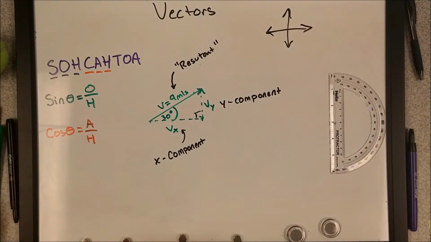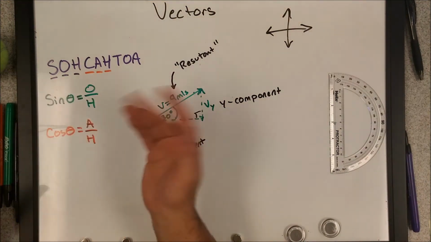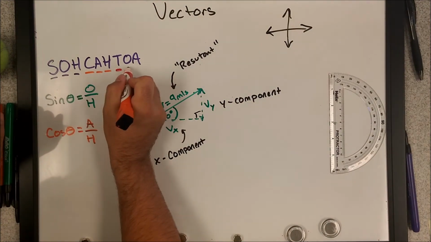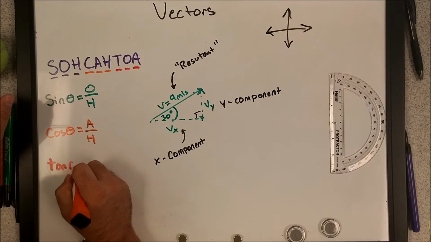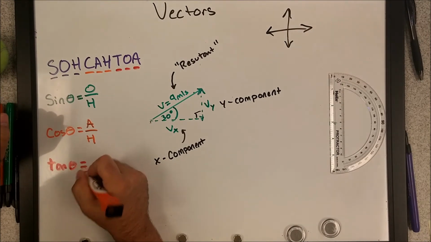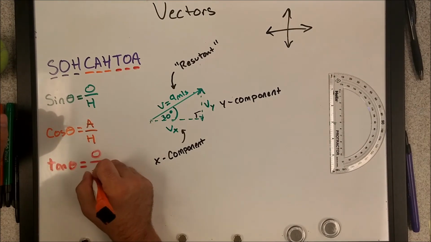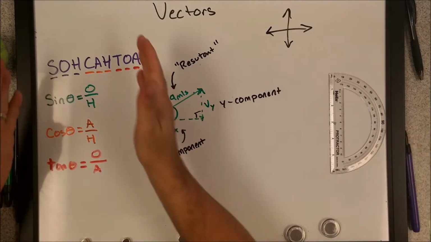And then we've got the TOA, which I'll do in red. The TOA part says the tangent of some angle theta is equal to my opposite leg over the adjacent leg. Cool. Remember this. This is true all the time.